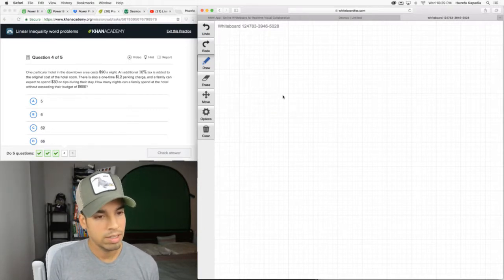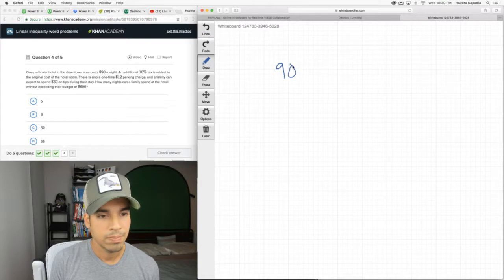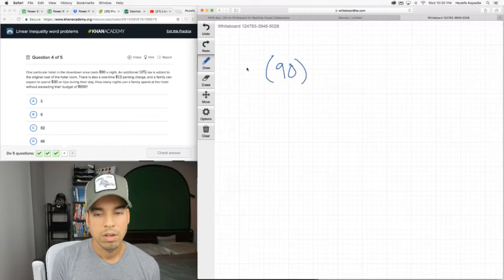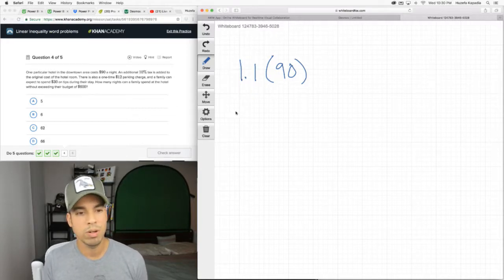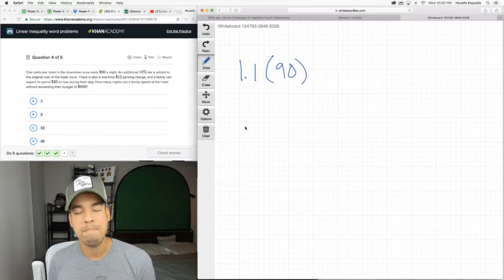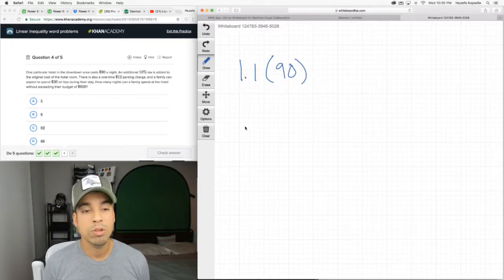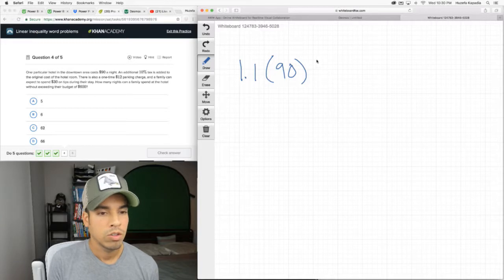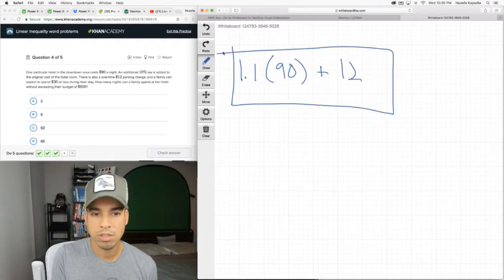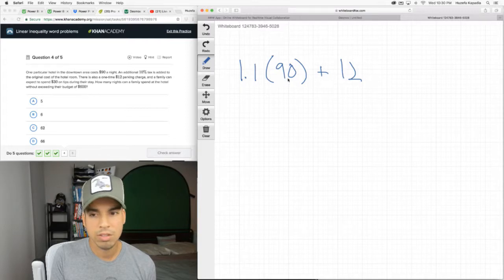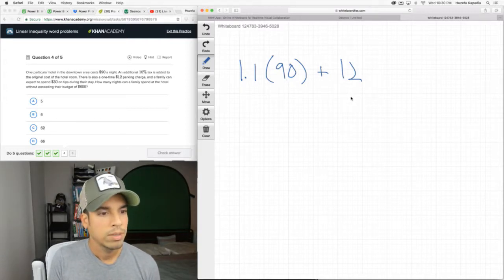Next, we've got one particular hotel in the downtown area that costs $90 a night. An additional 10% tax is added to the original cost of the hotel room. The way we represent an additional 10% is like this: it's 1.1. 0.1 is 10%, and then if we're saying 1.1, that means we're adding that back to the original 90. For a 20% tax, we multiply by 1.2, and so on. There's also a one-time $12 parking charge. I don't even really know what the question is asking yet. I'm just tabulating everything: 10% tax on top of $90 a night plus another $12 parking charge.